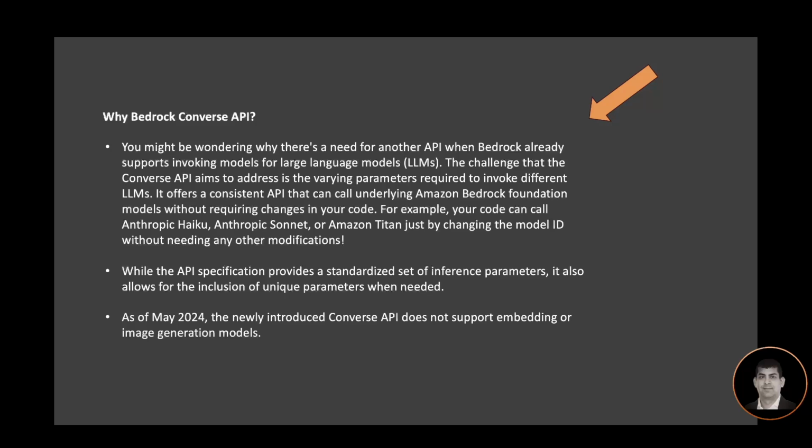While the API specification provides a standardized set of inference parameters, it also allows for the inclusion of unique parameters when needed. As of May 2024, the newly introduced Converse API does not support embedding or image generation models.